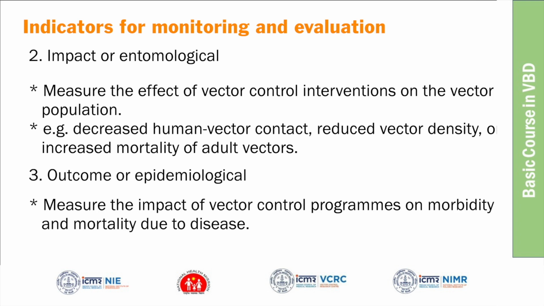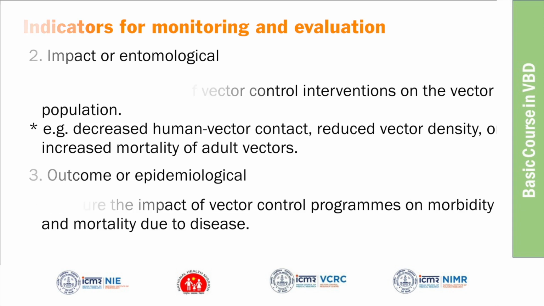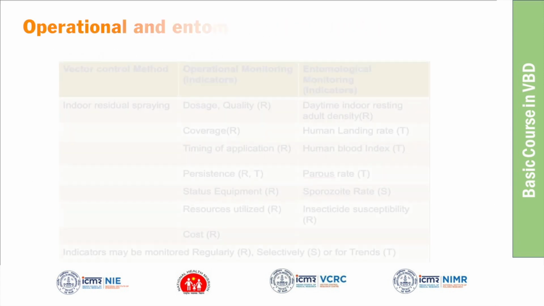It is the impact of the vector control intervention on the vector population. The same thing, ultimately what you are expecting, there should be reduction in the morbidity and mortality. So the outcome or epidemiological indicator measures the impact of the vector control program on morbidity and mortality due to the disease.